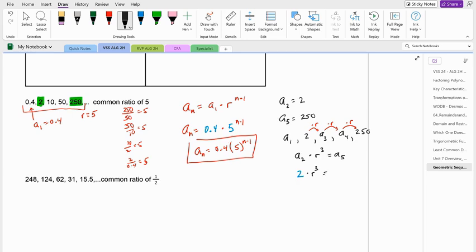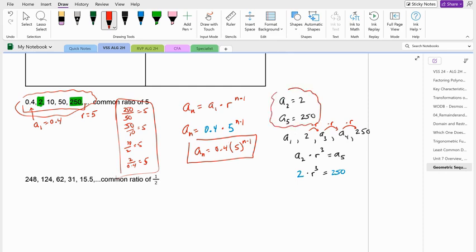And we can substitute what we know. We know that the second term is 2. That's multiplying by r cubed. We know that the fifth term is 250. So now, in order to determine that r value, where before I gave you all of the terms, right over here, and you could calculate just by testing every term, here I'm only giving you 2 of the terms, and you have to determine that r value by looking at how far apart the terms are, and then you solve the equation that we wrote out.